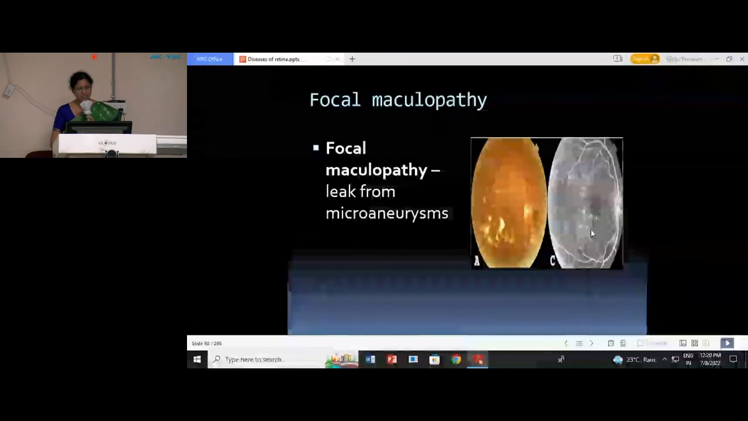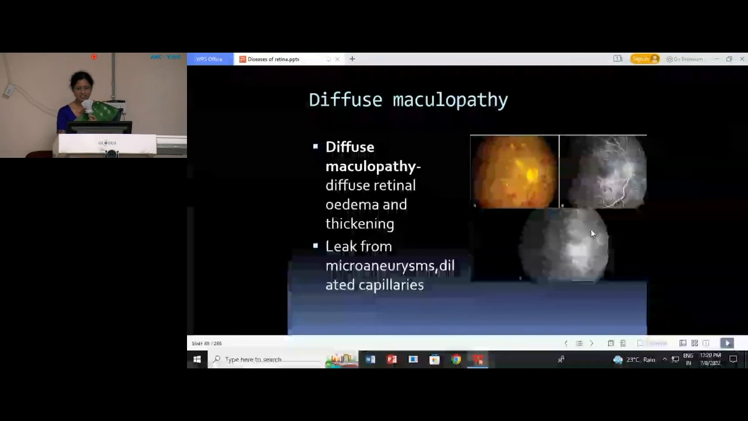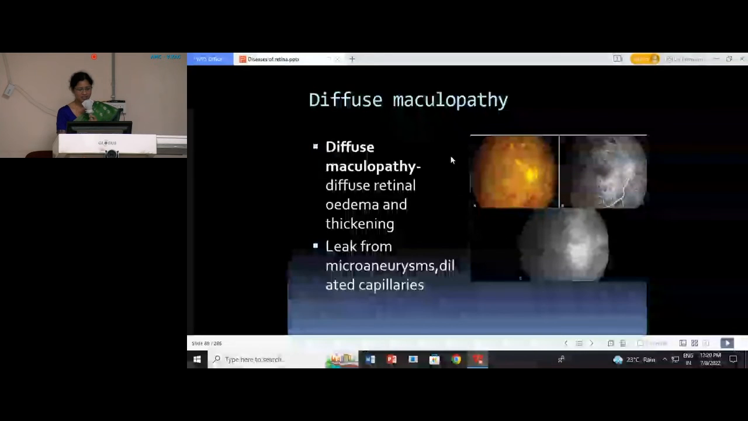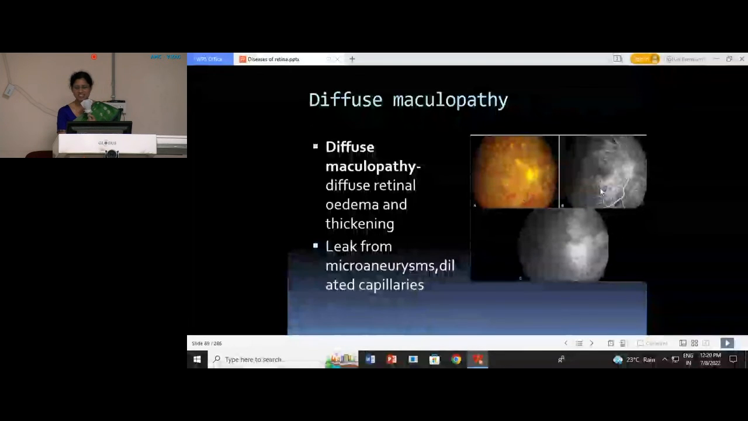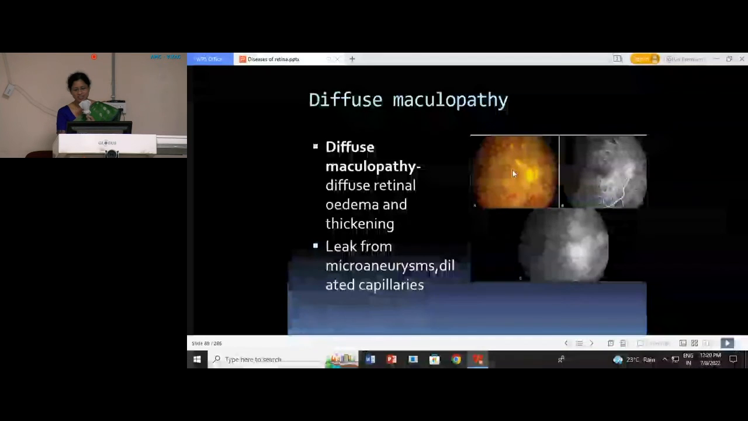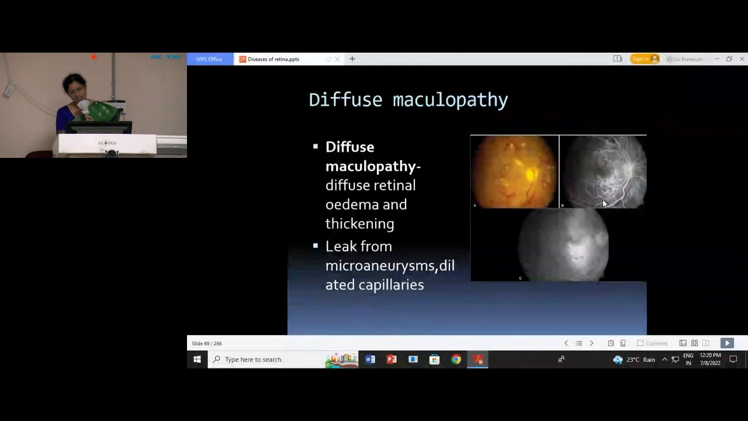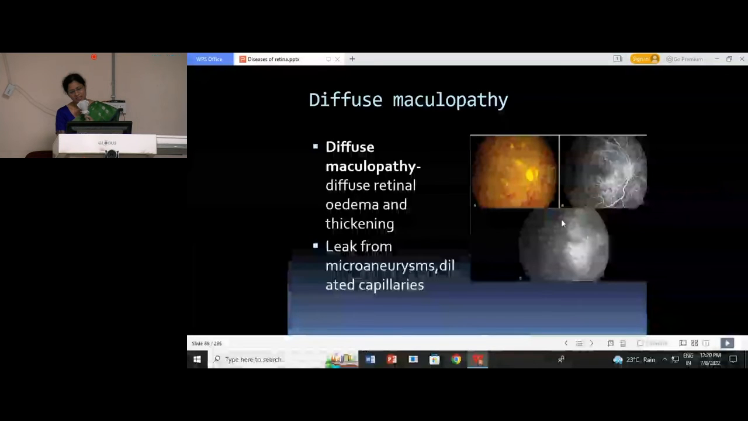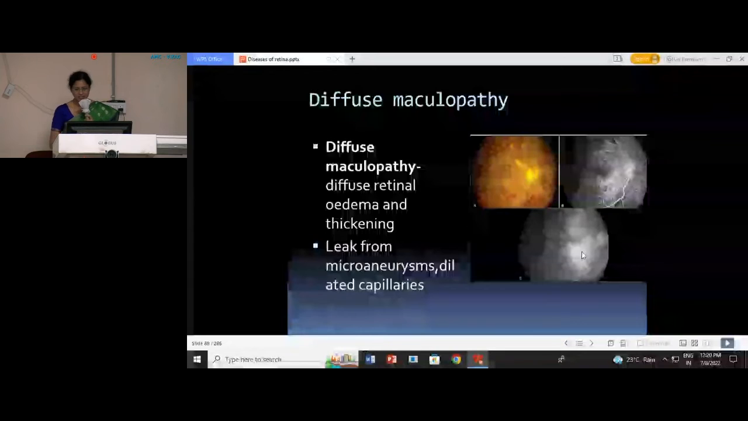And then diffuse maculopathy, where there is a diffuse leak. Diffuse edema due to leak from the microaneurysms and also the dilated capillaries. Here you can see that there is a lot of retinal thickening, with hard exudates. And on fundus fluorescein angiography we are able to see a diffuse leak from the microaneurysms and the dilated capillaries. So this is diffuse maculopathy.